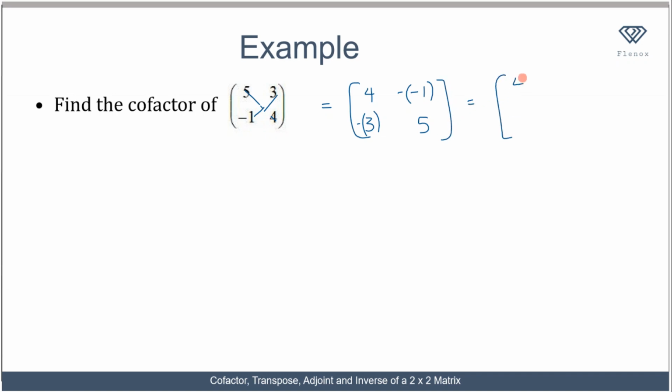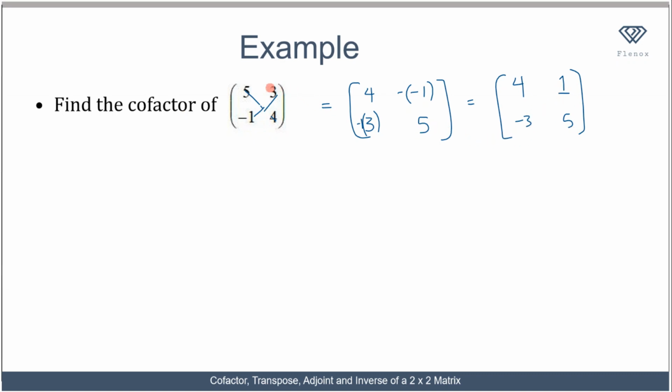I'm now left with 4. -1 times -1 gives me 1. 3 times -1 gives me -3, and I have 5. So the cofactor of this matrix is 4, 1, -3 and 5.